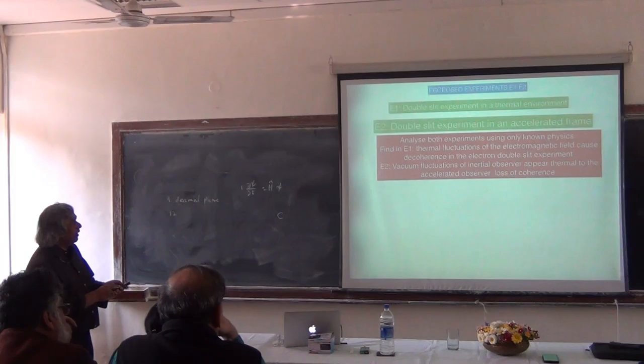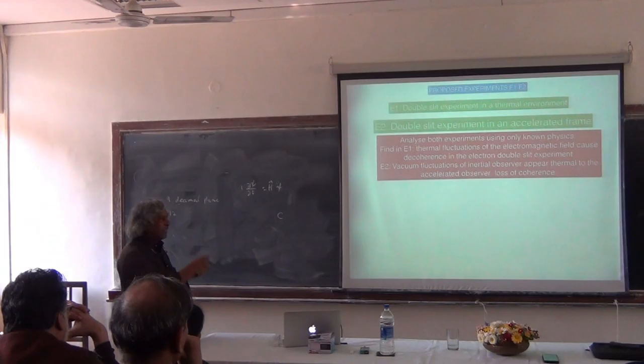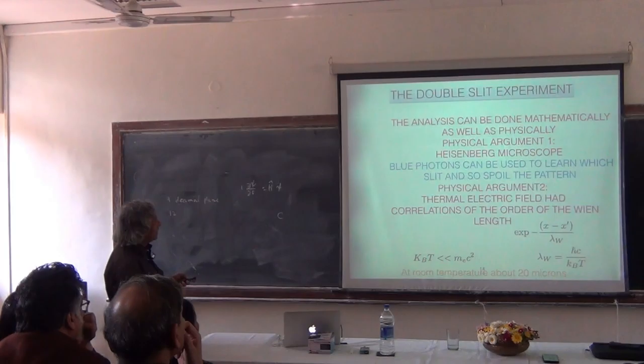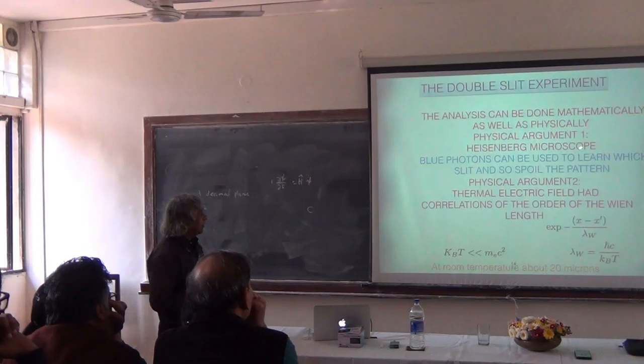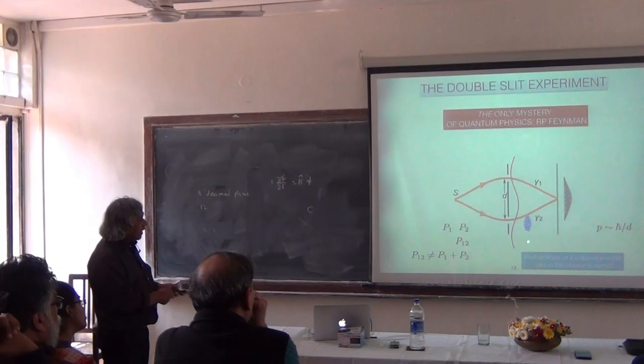I'll analyze both experiments using only known physics, and I find in E1, the thermal fluctuations of the electromagnetic field cause decoherence in the electron double slit experiment. And for E2, the vacuum fluctuations of the inertial observer appear thermal to the Rindler observer, and once again there's loss of coherence. In other words, the presence of coherence is destroyed by acceleration or by temperature. You can do the analysis mathematically as well as physically, and the mathematical analysis is there in my paper, but I'm going to just talk about the physical part now.